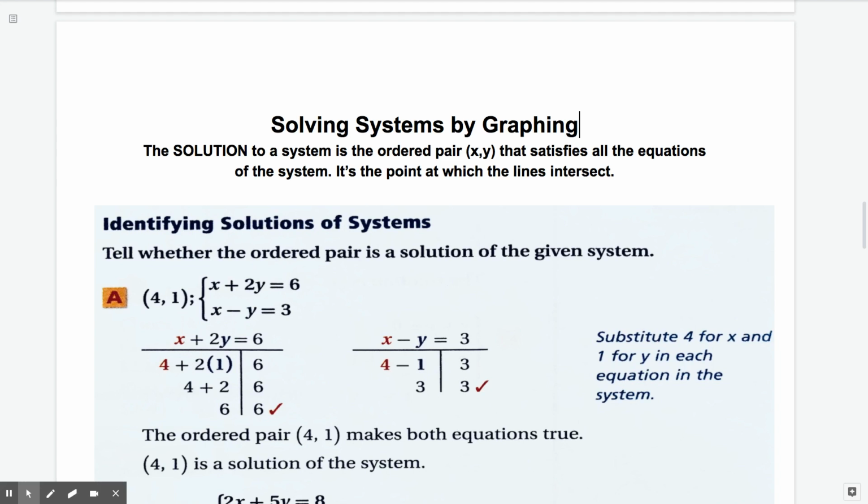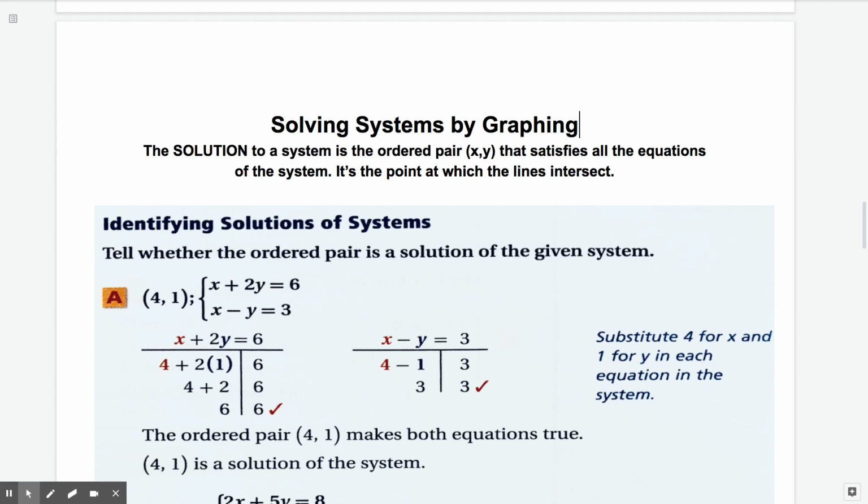What you have to do is make a function table, the input-output table, and 4, 1 should work for both equations. So for this first one, we're going to take the first linear equation, x plus 2y equals 6. You're going to plug in 4 where the x is, so you're evaluating, and you're going to plug in the 1 where the y is. Then you do PEMDAS, so 2 times 1 is 2, and then plus 4 equals 6. So 6 equals 6 is true.